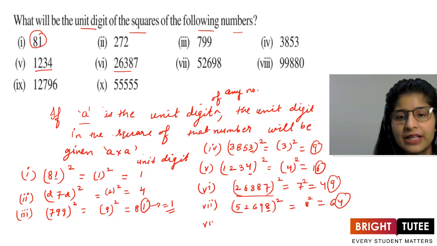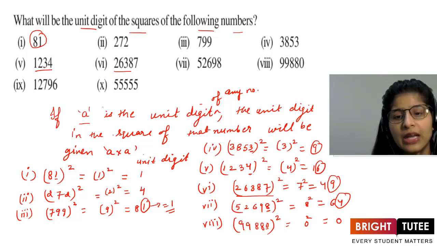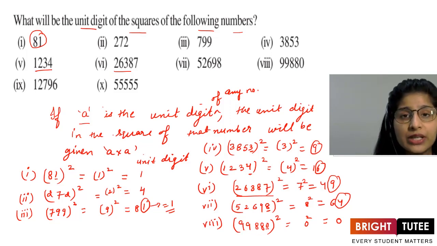Right? Now let us do the 8th part. In the 8th part, we have 99880. So in the square of this number, the unit digit is 0. So 0 square will be 0. So we are going to get 0 at the end of the square of 99,880. So the unit digit in the square of this number is 0.